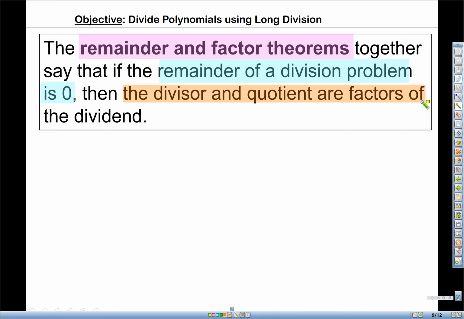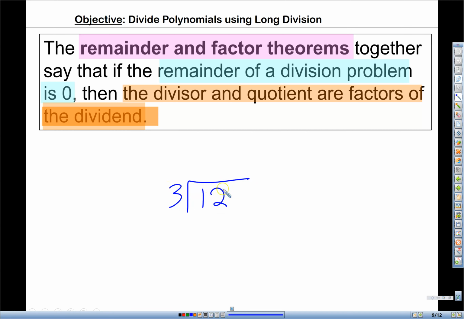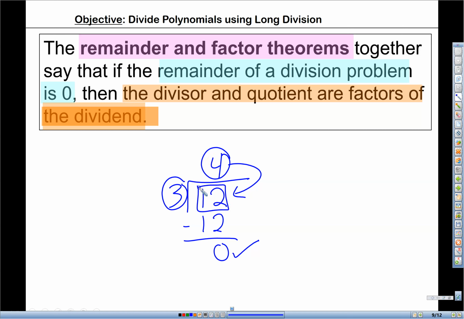So here is a number example of that type of thing. Let's say that we had 3, and we were dividing it into 12. We know 3 times 4 is 12, so when we multiply and subtract, we get a remainder of 0. This remainder of 0 in polynomials is going to tell us, just like it does in numbers, that 3 times 4 is equal to 12, which means that 3 and 4 are both factors of 12.